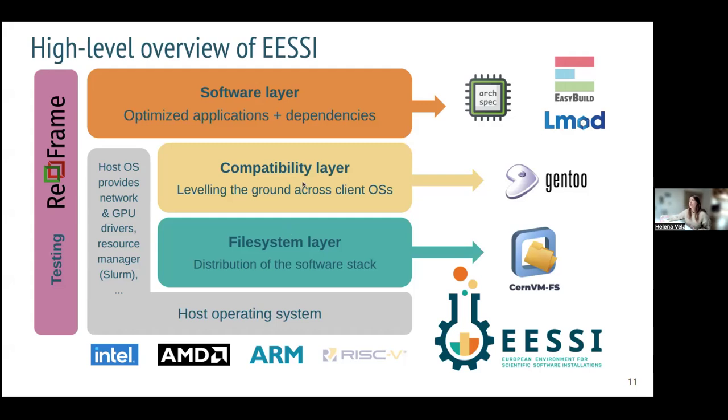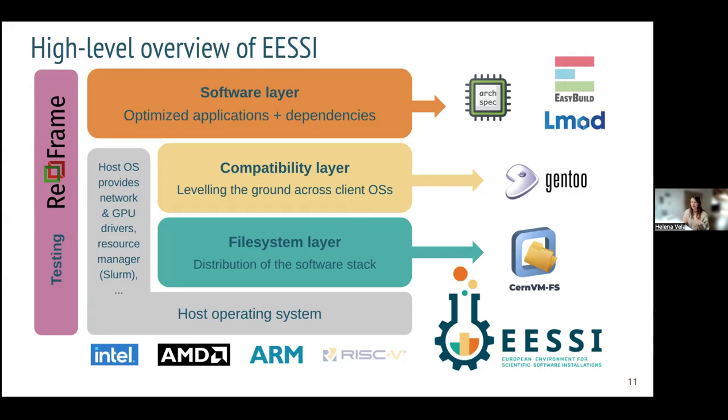And then on top of that, we have EESSI itself. At the bottom, we have the file system layer. This is the infrastructure to distribute the binaries, but not the binaries themselves. This is really important, and more on that in the next slides. And then, sandwiched in the middle, we have the compatibility layer.